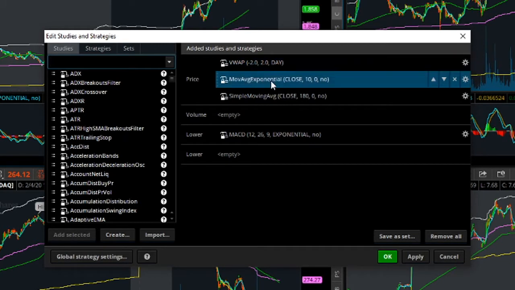The exponential moving average I will definitely change here and there just depending on what's going on, but for the most part 10 is probably going to be fine. I don't use that a ton either, so.